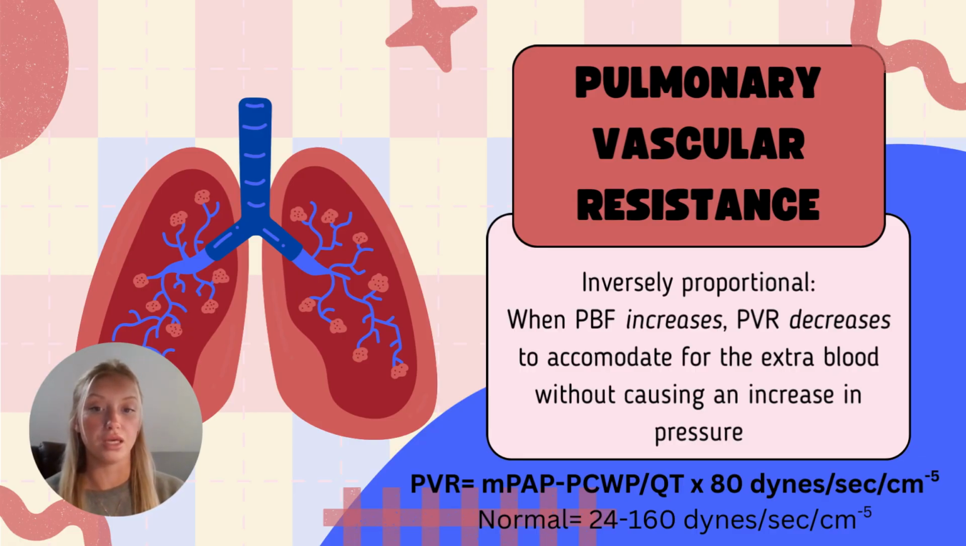And below we have the equation for pulmonary vascular resistance. It's going to be equal to the mean pulmonary artery pressure minus the pulmonary capillary wedge pressure, divided by cardiac output, times 80 dynes. And for a normal healthy adult, the normal value for pulmonary vascular resistance is anywhere between 24 to 160 dynes per second per centimeter.